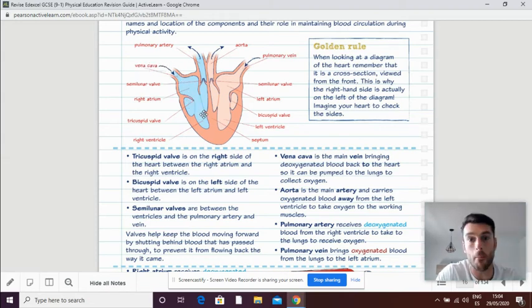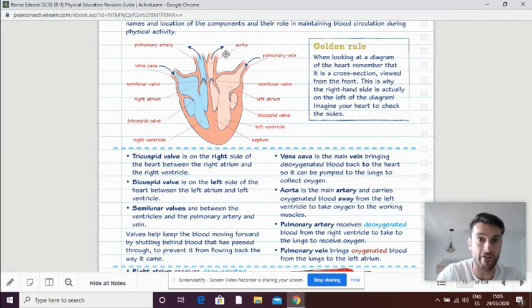It will then pump it through the pulmonary artery. Now, as we will learn later on, arteries are arteries because they carry blood away from the heart. Normally that is oxygenated blood. However, the pulmonary artery is the only artery in the body carrying deoxygenated blood, because it's pumping blood out of the heart. It's deoxygenated because it's going back to the lungs to be reoxygenated.